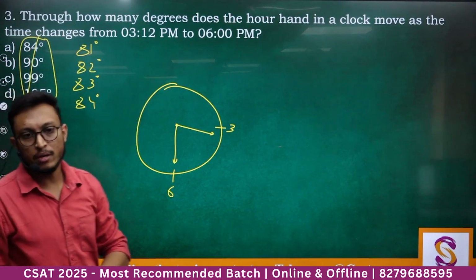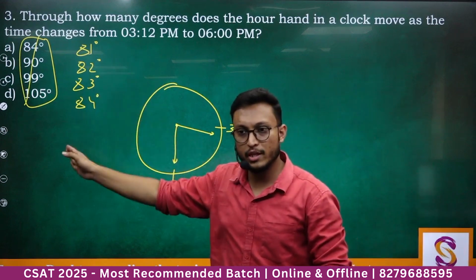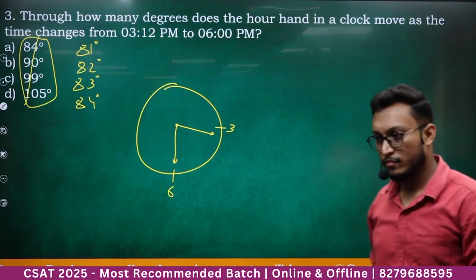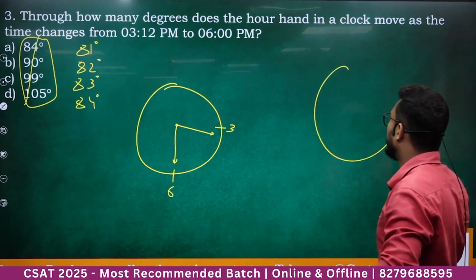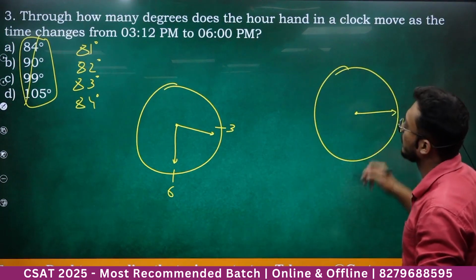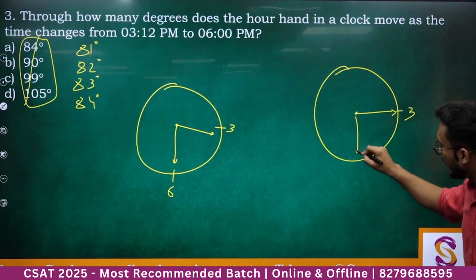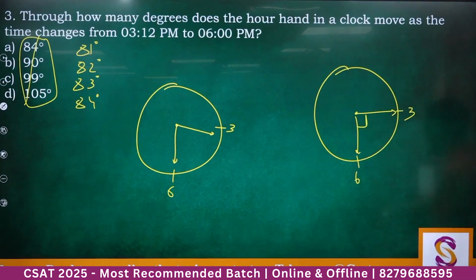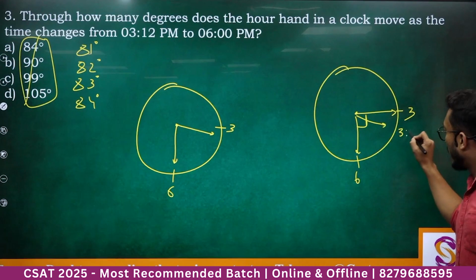But what if examiner gives you options like this? They might give you options like this. अब कैसे करें? Suppose initially it was 3, finally it was 6, it would have been 90. ठीक है, but actually it is 3:12.